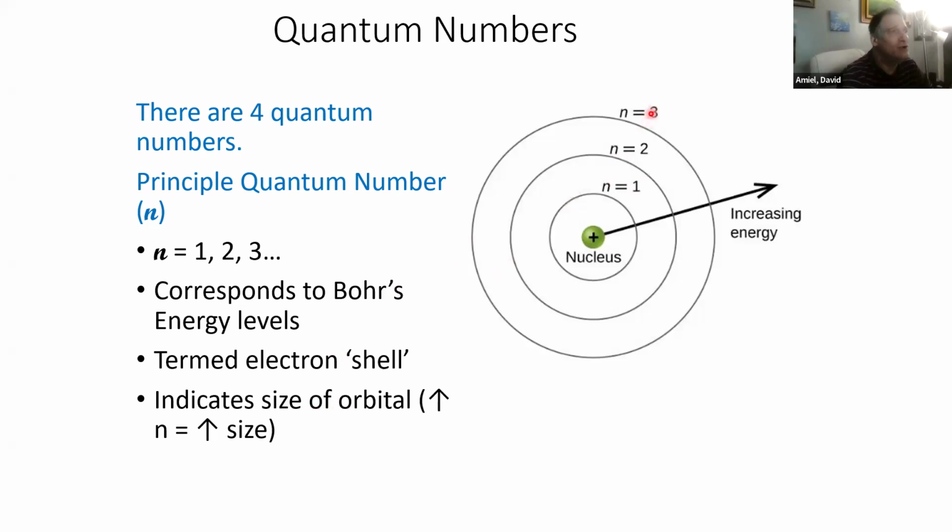As n increases, the size of the orbital increases, bigger and bigger and bigger. And guess what? The size of the atom increases. So we can already see here from our early slide that this is going to relate to the periodic table in terms of the pattern of the size of atoms that increase with n. Okay, so that's the principal quantum number that says the basic energy level of the orbital.